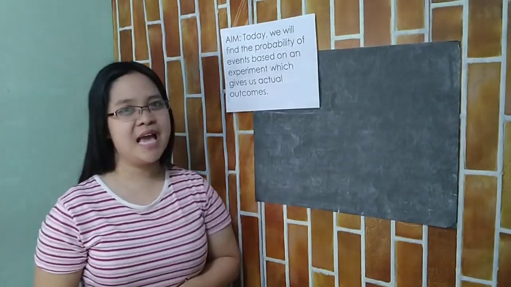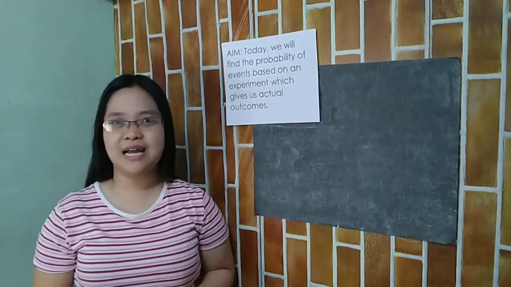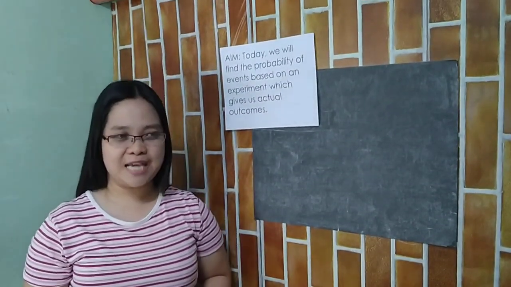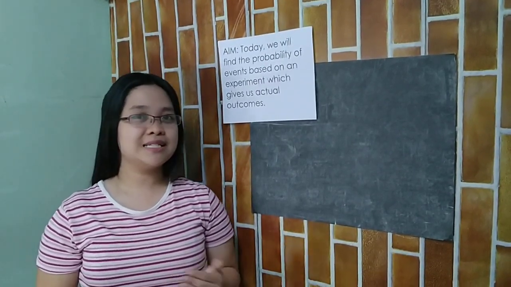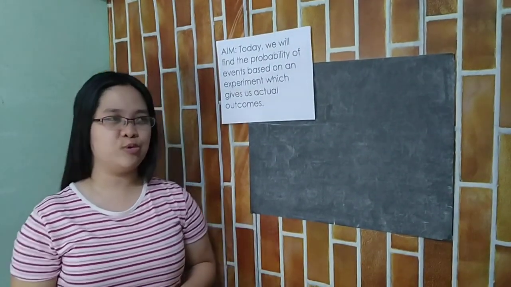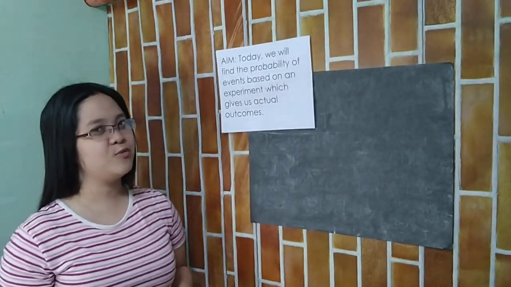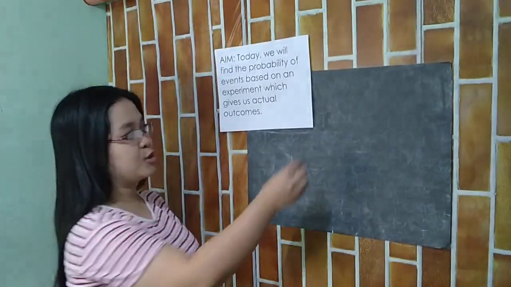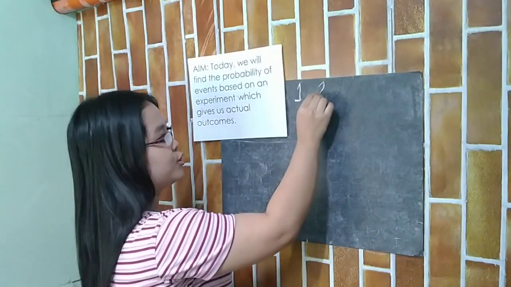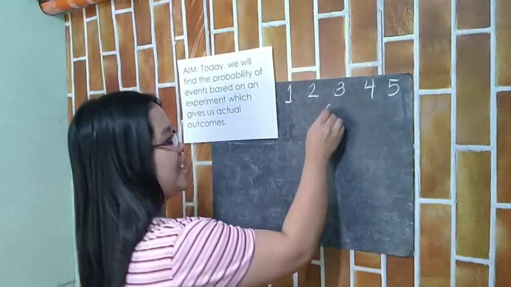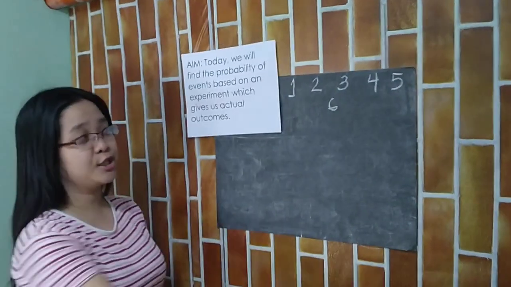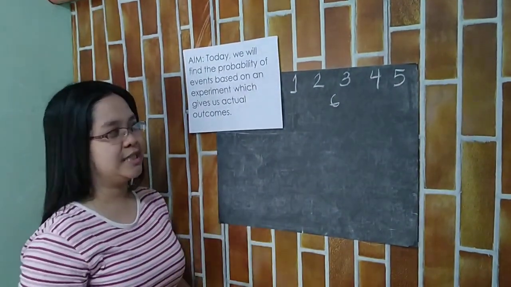Now, let me ask you, have you seen a dice before? Yes, so most of us can see dice when we are playing board games such as Snake and Ladders and Monopoly. Now, what are the numbers that we can see there on the dice? So we have 1, 2, 3, 4, 5, and 6. Very good. These are the numbers that we can see on the dice.